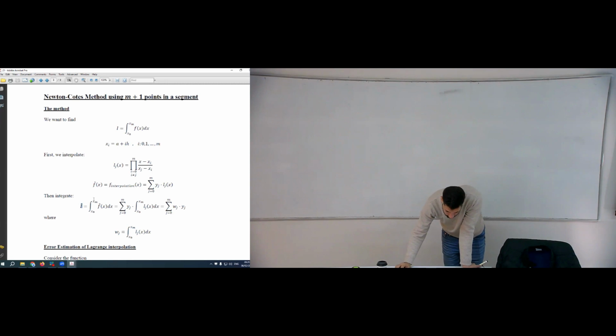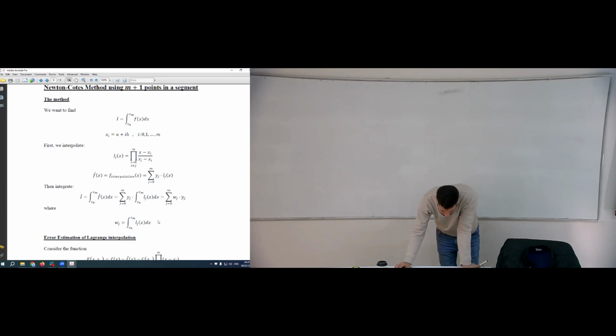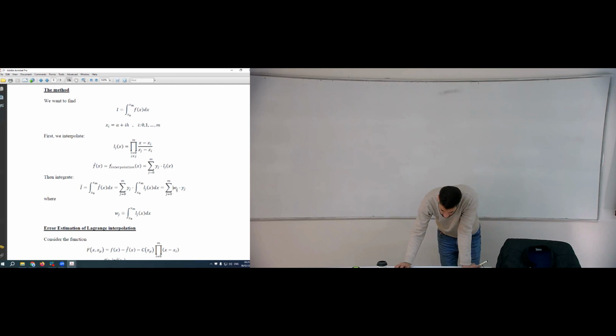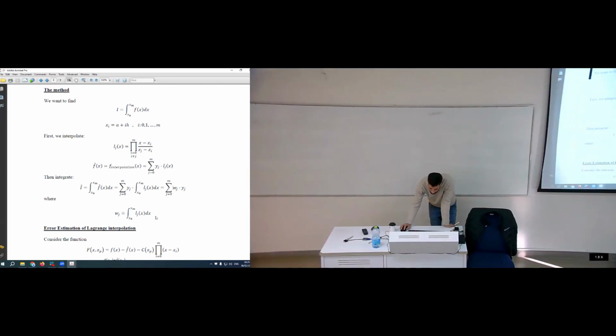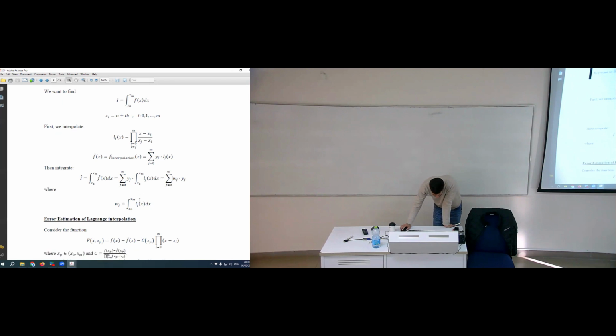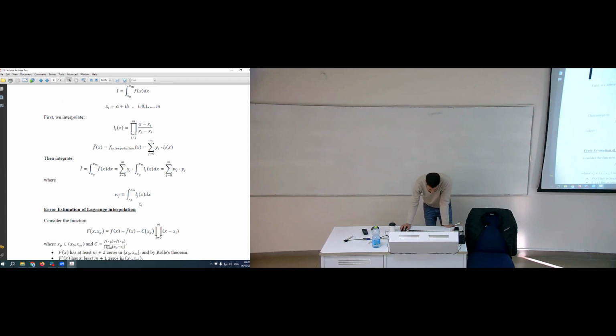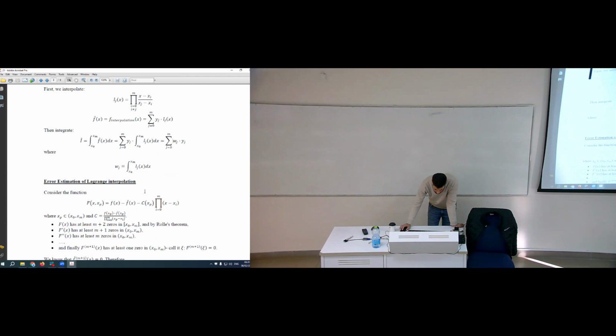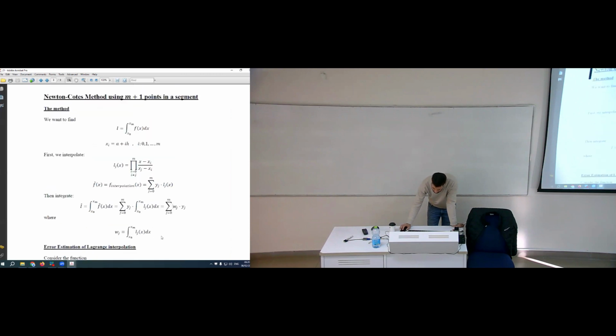So I hat is the integral over f hat, and I integrate over each polynomial of these. That's the weight of the evaluation of the function at some xj, and then I get the sum. So the wj's are the integrals over the Lj's, or the areas under these functions. And now I will try to estimate the error.